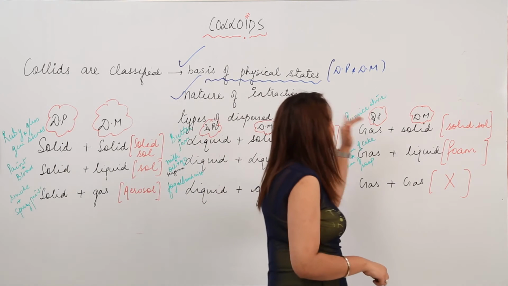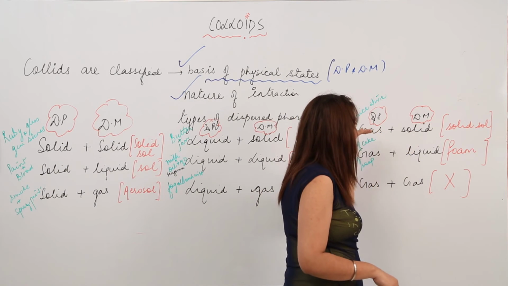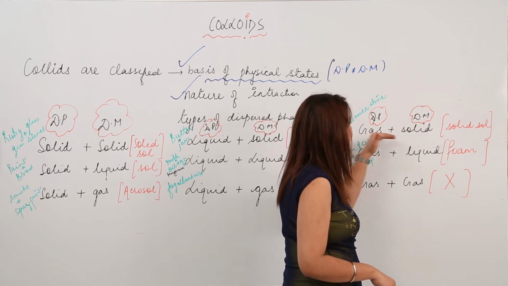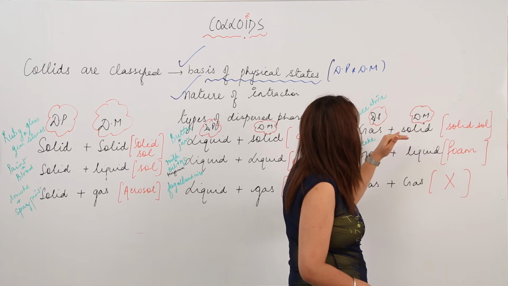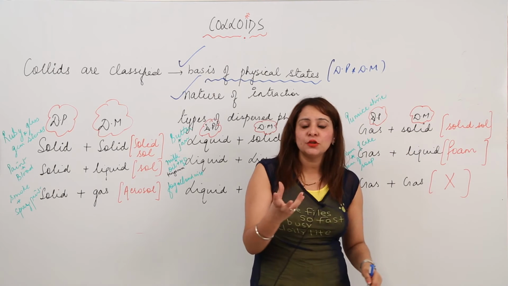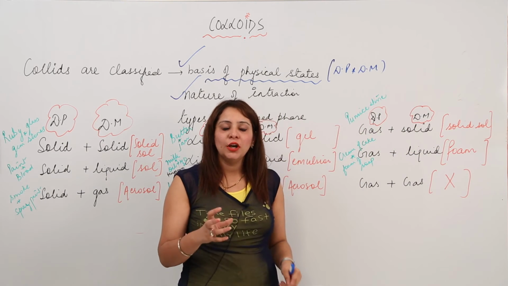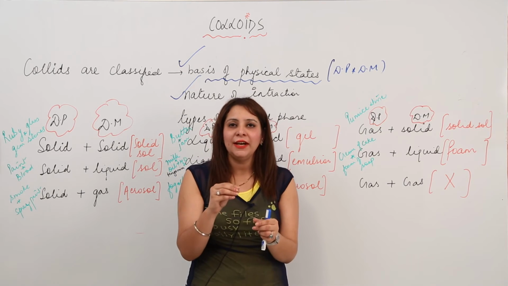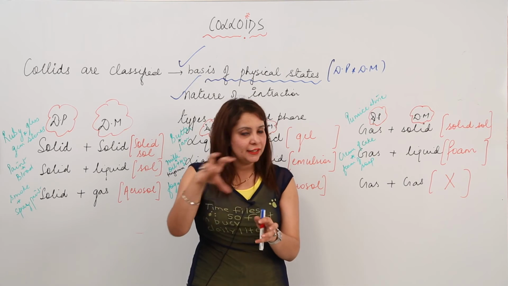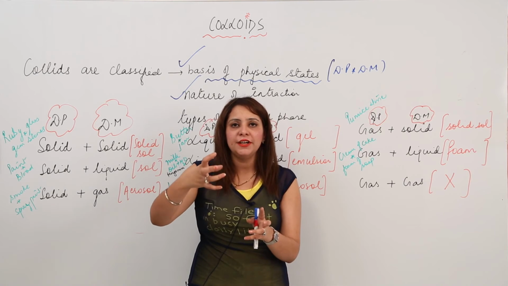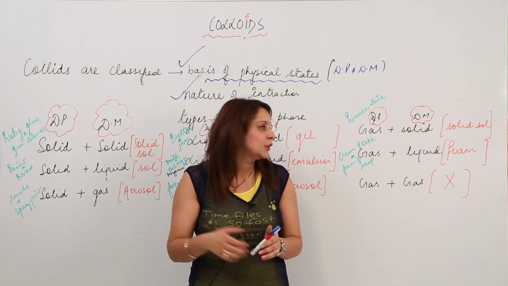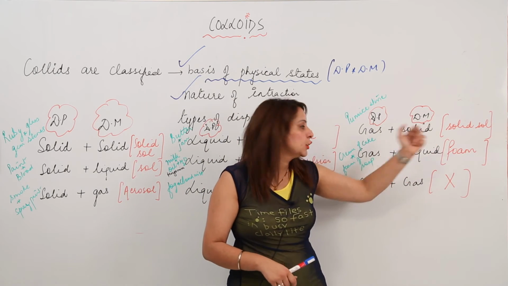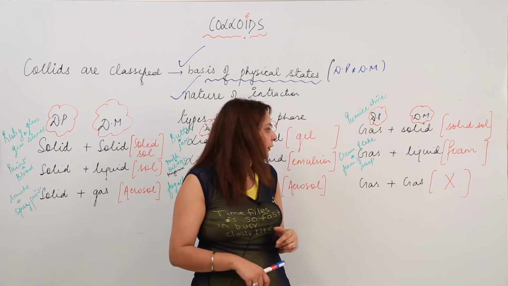Now we have gas in solid. When gas particles are suspended in solid, it is called solid sol. For example, pumice stone. The medium is solid, but it has tiny pores in it, and due to those pores there are air particles trapped inside. That is why it appears to be light. So they are actually called solid sols. So pumice stone is our example.